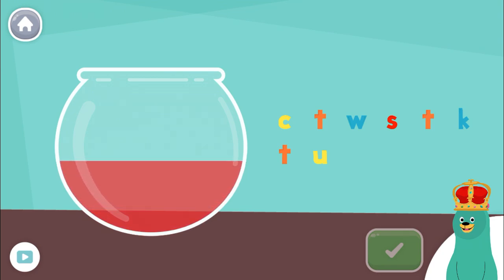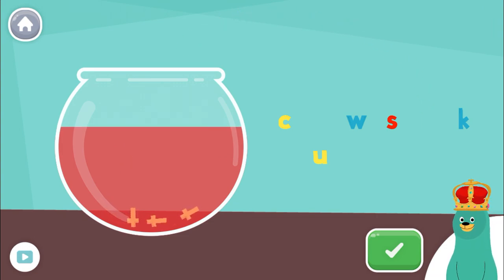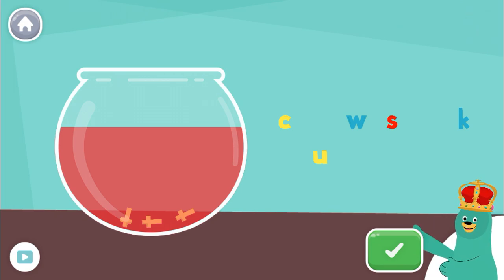Drag the letter T into the bowl. T, t, t. Great! You put the letter T into the bowl.